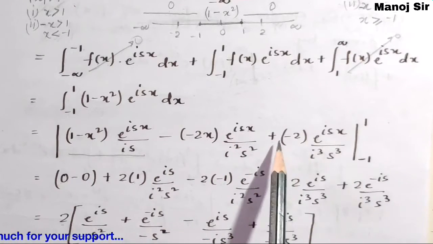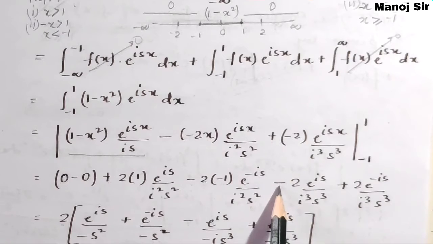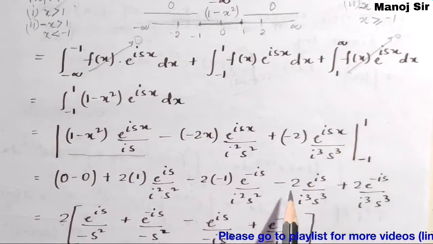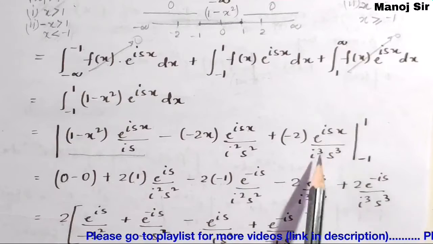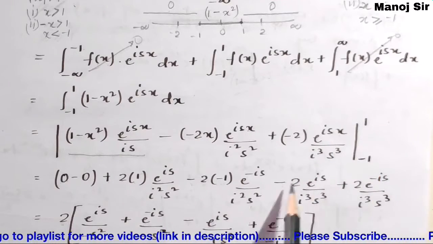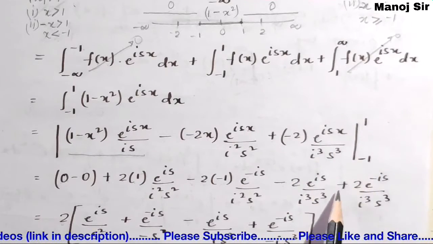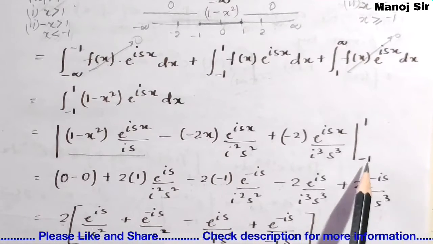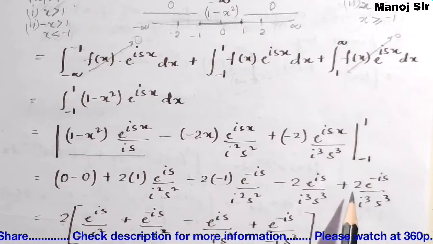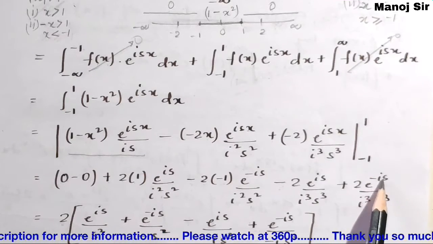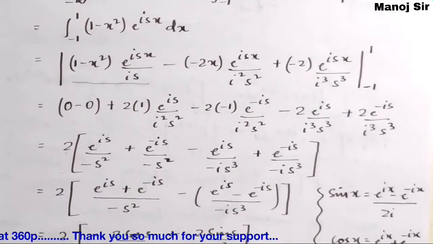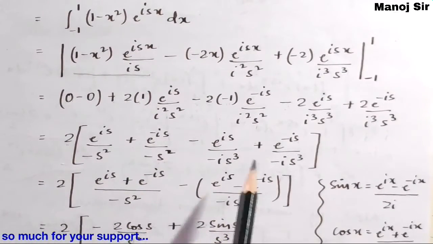Now coming to the third term, positive negative, that is negative. If you put the upper limit, this will become plus 1, that is 2 into e to the power i s upon i cube s cube. Since the upper limit is negative, the lower limit will be positive. Simply put minus 1 in place of this, so this is 2 into e to the power minus i s upon i cube s cube.